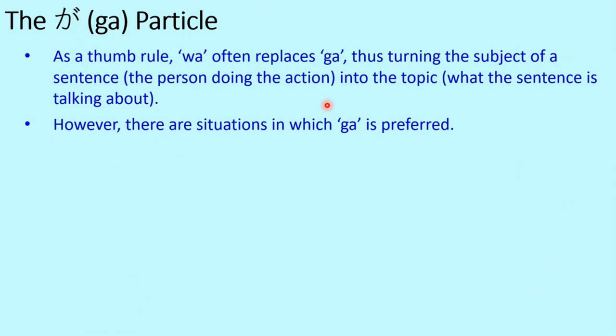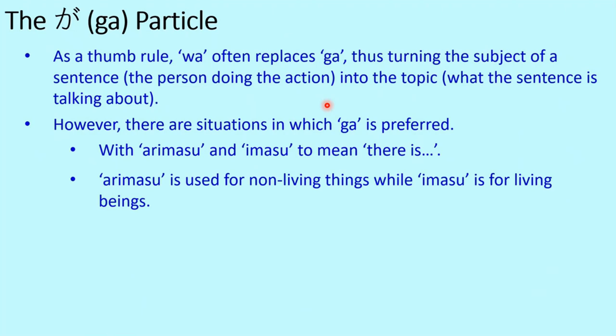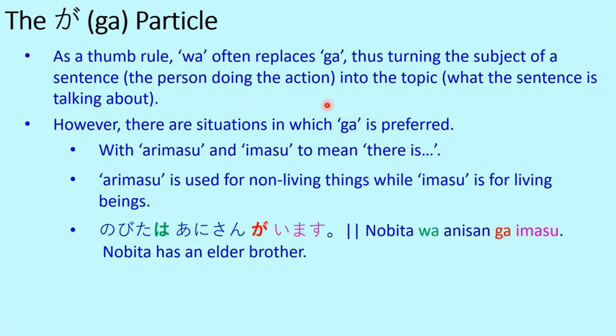However, there are situations in which ga is preferred. Let's see what those special situations are. The first one is when we use arimasu and imasu. Arimasu and imasu both mean "there is." The difference between the two is that arimasu is used for non-living things, while imasu is for living beings. So this is one example.